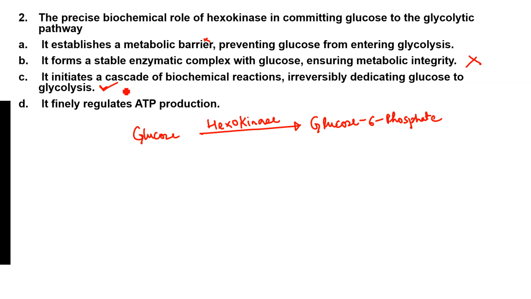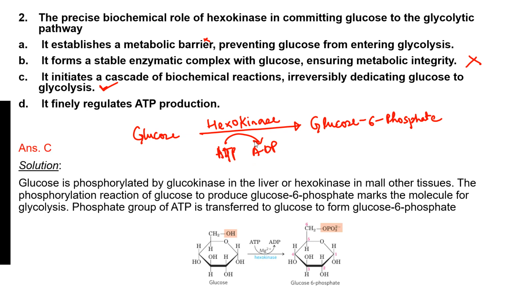This statement is true, and the option D, it finally regulates ATP production. So in this step, ATP production does not take place, right? ATP is utilized here, and ADP is formed. So the answer to this question is option number C, right?